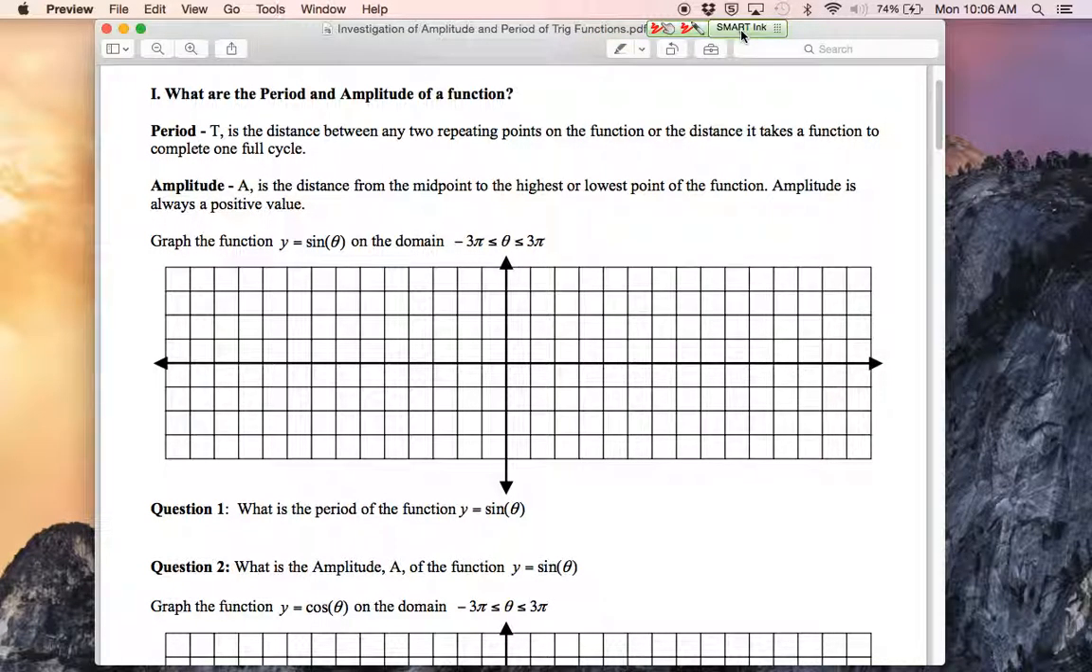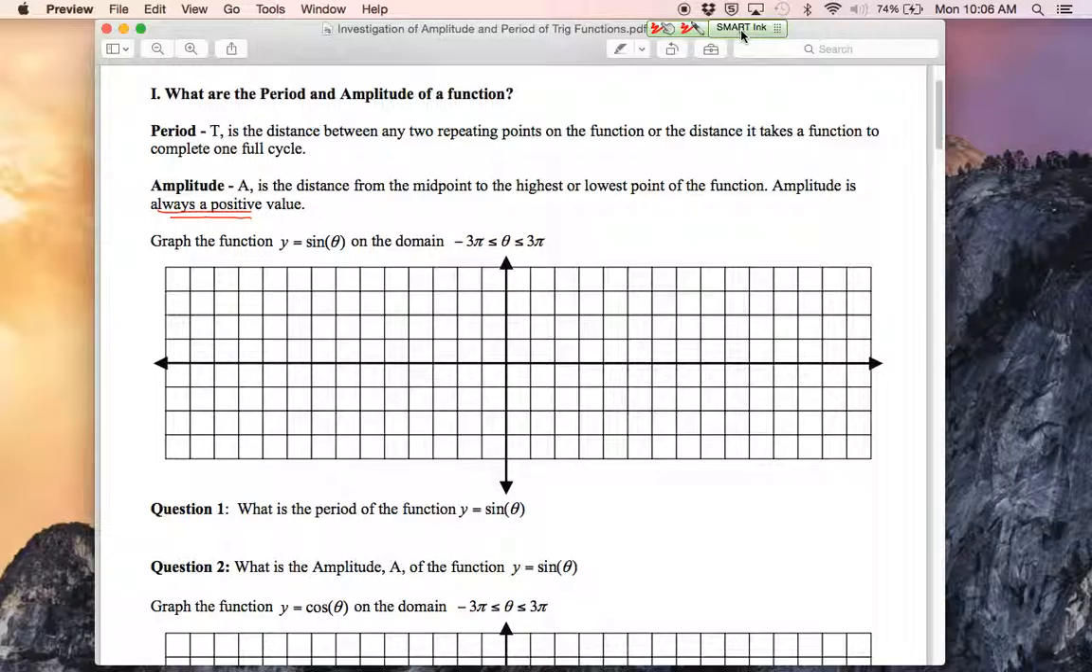So first, period. We talked about period already. It's the distance between any two repeating points, or it's the distance it takes a function to complete one full cycle. And amplitude's the distance from the midpoint to the highest or the lowest point of the function. It's always a positive value. So it represents distance. Distance is always positive. So amplitude will always be a positive value.